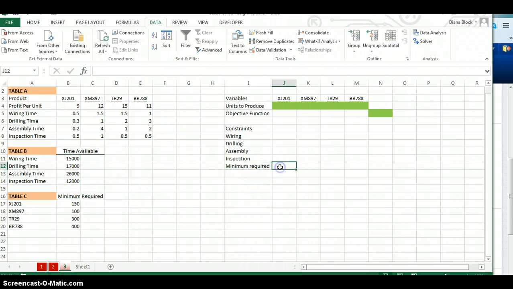Then for your minimum required down here, it's going to tell you over here what the minimum required is. So when you go to Solver, you're going to have to enter all of these constraints. You're going to have to enter that the minimum required of this product is this many. The minimum required of this product is this many, etc. So you're going to enter a constraint for all of these. We'll have a separate constraint. Then you'll have constraints for all of these items, what they need to be less than or equal to.